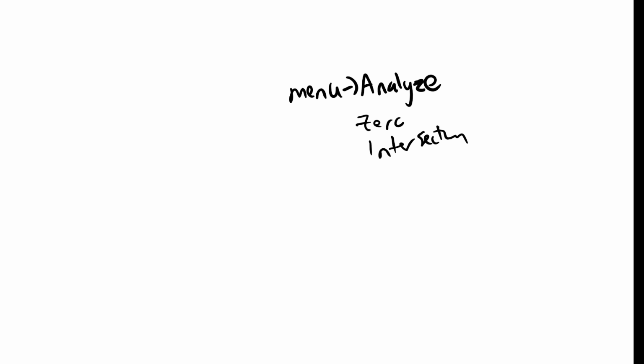Otherwise, really, the stuff in menu, analyze graph, is super helpful. Just all the things in there are very descriptive and tell you what they do. You know, zeros, intersections, all those sort of things. That's a really, really useful section.